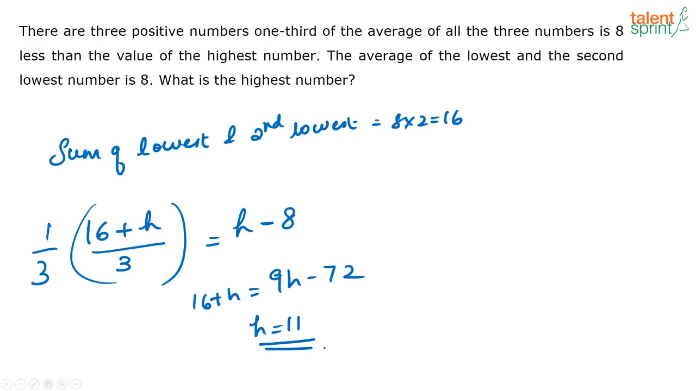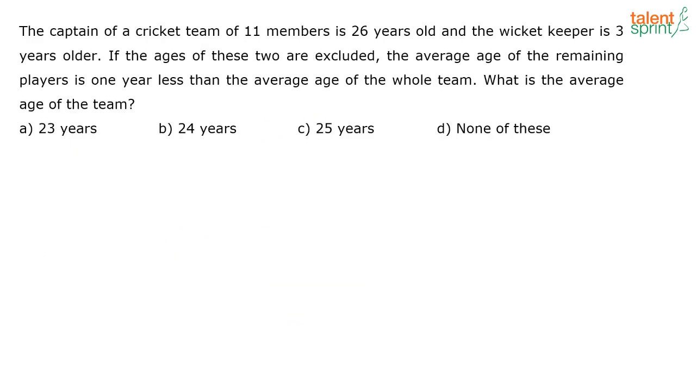Here the options are not given, but if the options are given, this is how you approach the question. Very easy one, no? If you form this equation correctly, solving it will become very easy. The next question is there on your screen. The captain of a cricket team of 11 members is 26 years old and the wicket keeper is 3 years older. If the ages of these two are excluded, the average age of the remaining players is 1 year less than the average age of the whole team. What was the average age of the team?